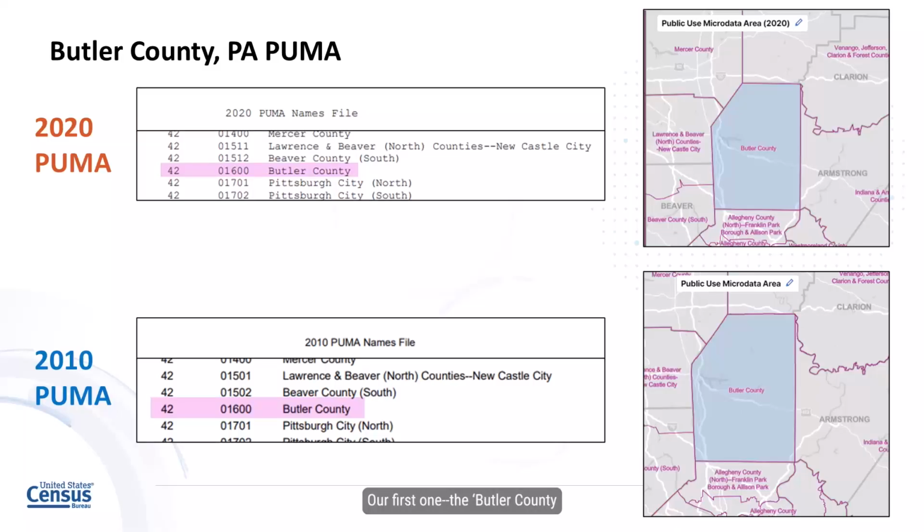Our first one, the Butler County PUMA in Pennsylvania, did not have a change in its geographic identifier or GEOID from the 2010 to 2020 decennial census. For both years, the code is 01600.